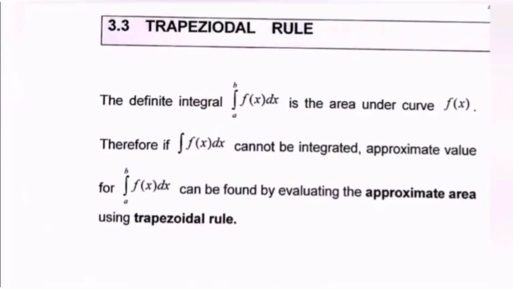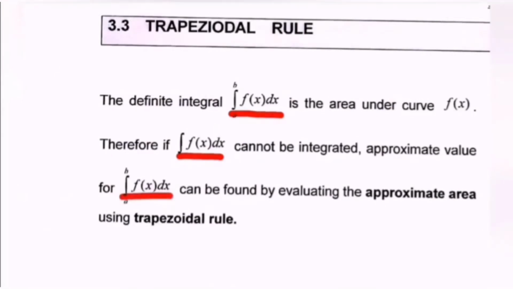So the definite integral, integrate the function f(x) with respect to x for the limit a until b, is the area under the curve f(x). Therefore, if we have an integral of f(x) with respect to x that cannot be integrated, means that for the chapter 1 integration, it cannot be integrated. So we are going to use the trapezoidal rule to approximate the value of the definite integral.